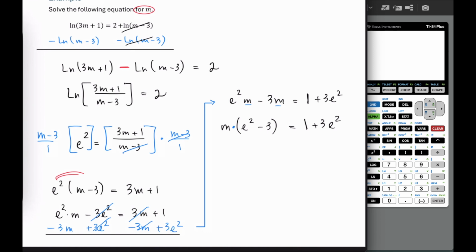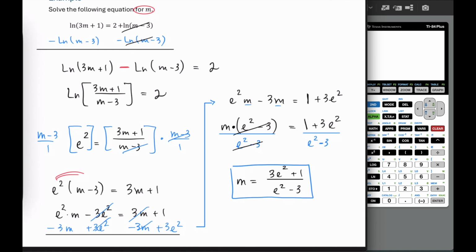Now, in order to solve for m, all we have to do is divide both sides by this constant quantity, e squared minus 3. We can cancel these constants because we're canceling over multiply, so we'll end up with just m on the left. But we cannot cancel anything on the right because we can't cancel over add or subtract. So this constant on the right-hand side, I'm going to rearrange it just a tad to say 3e squared plus 1 over e squared minus 3. This constant would be our final answer.